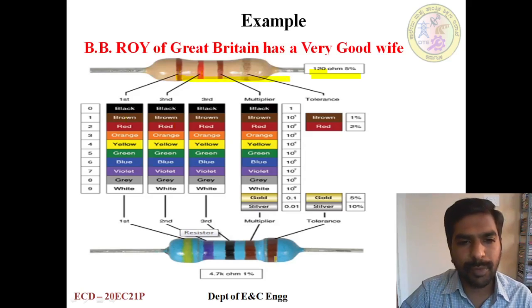And like that, there is a fifth band also. In that fifth band, the first 3 bands are the first 3 digits. Yellow means 4, so they have written 4. And violet is 7.